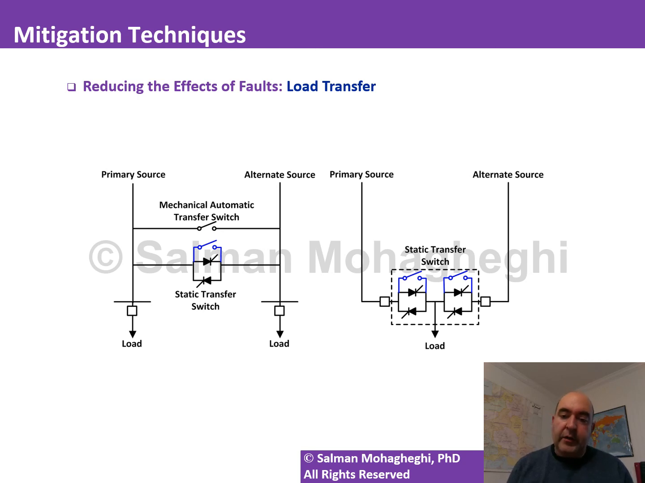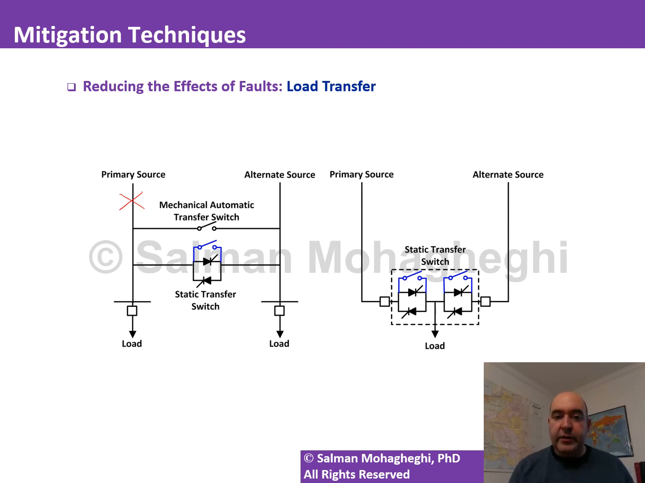Another solution would be the usage of load transfer. These are power electronics-based switches known as static transfer switches that allow loads to switch between a primary source and an alternate source if anything happens to that primary source. Consider the diagram on the left. Here I have two loads. The load on the left is being supplied by the primary source and the load on the right by the alternate source.